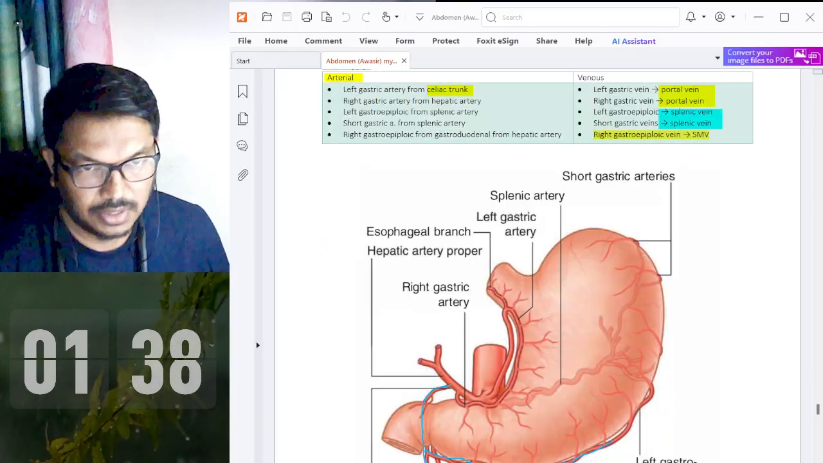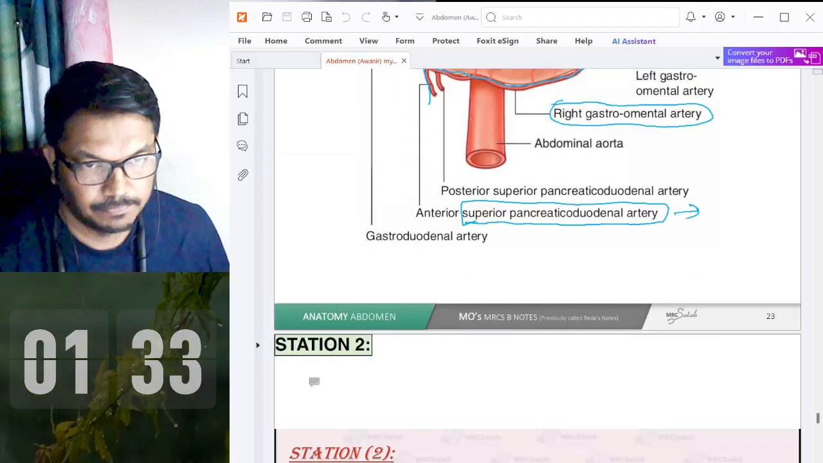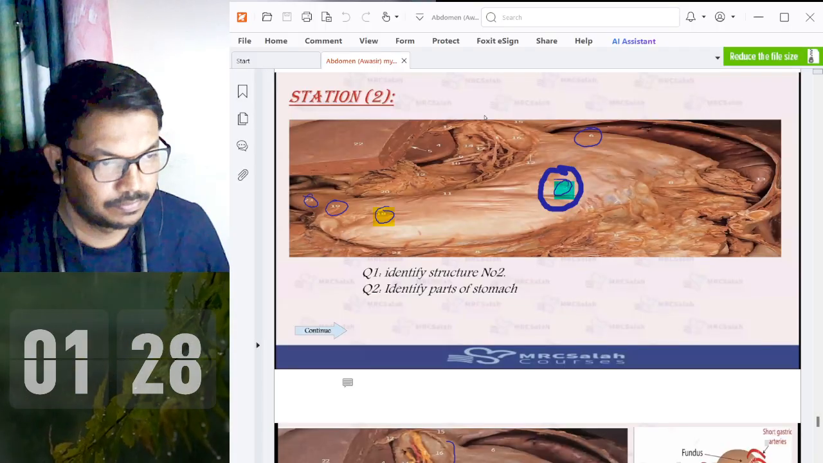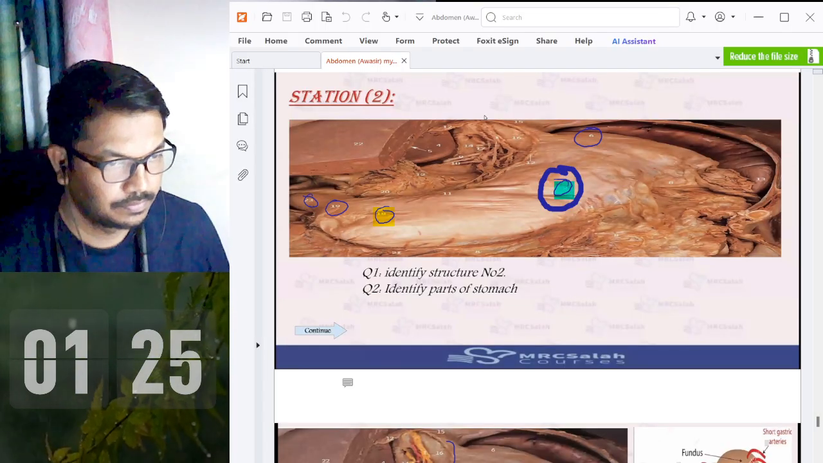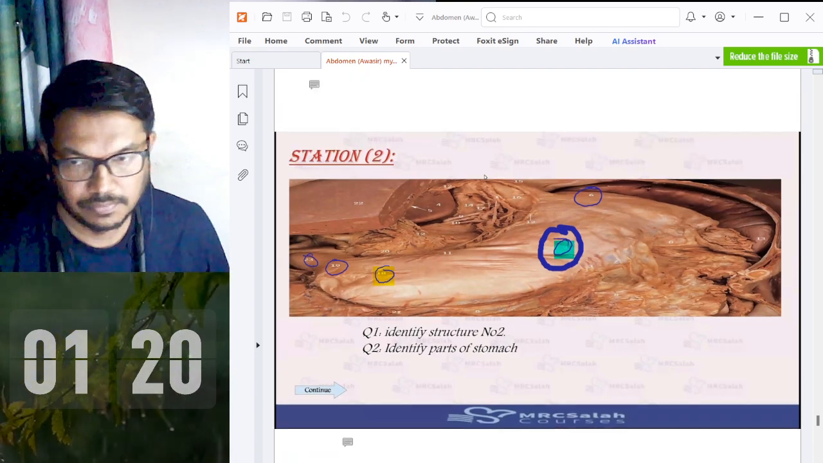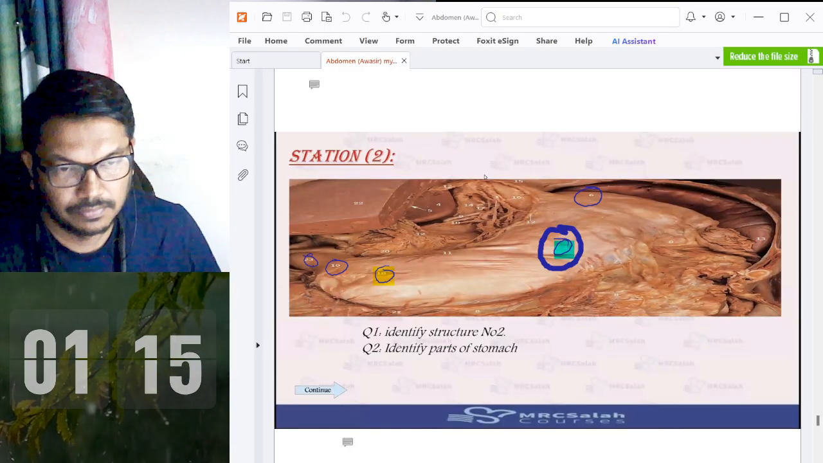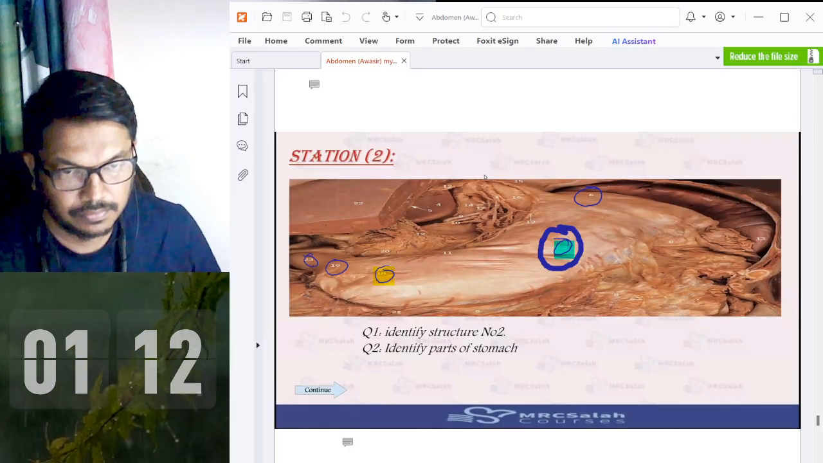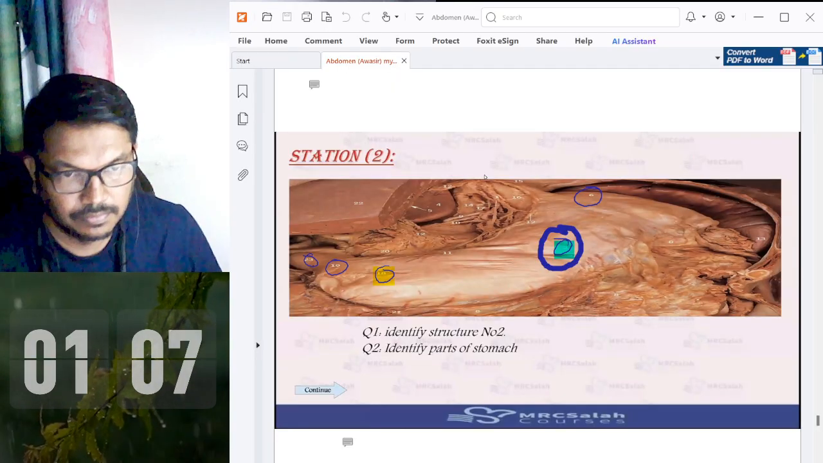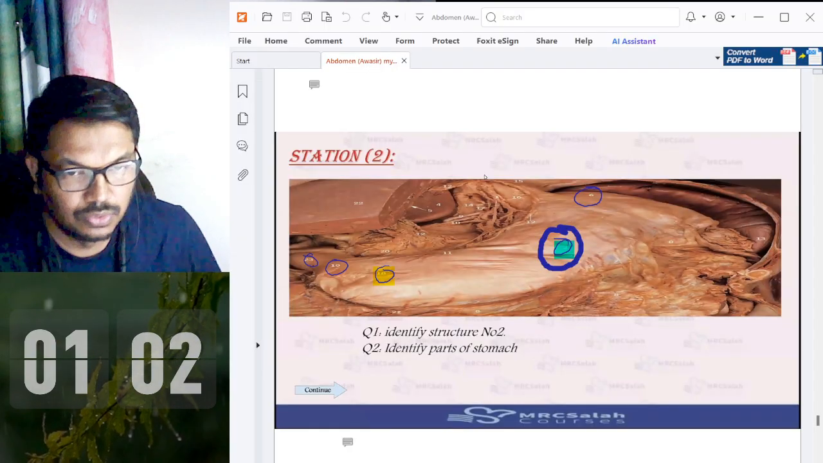Tell me the blood supply of the stomach. The lesser curvature has the right and left gastric arteries, the greater curvature has the right and left gastroepiploic arteries, and the fundus of the stomach has the short gastric arteries. Right gastric artery from the hepatic artery, and left gastric artery from the celiac trunk. Left gastroepiploic artery from the splenic artery, right gastroepiploic artery from the gastroduodenal artery, and short gastric arteries from the splenic artery. Okay, now from this picture, identify structure number 2.